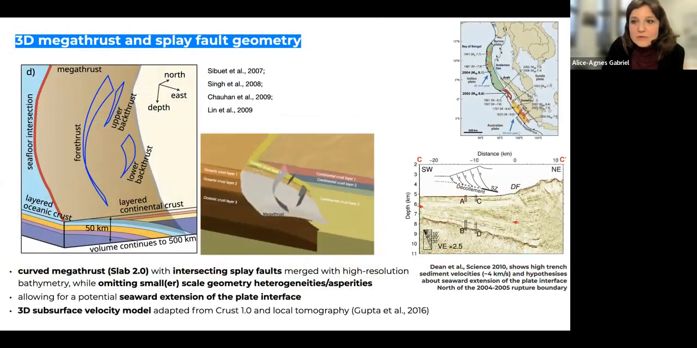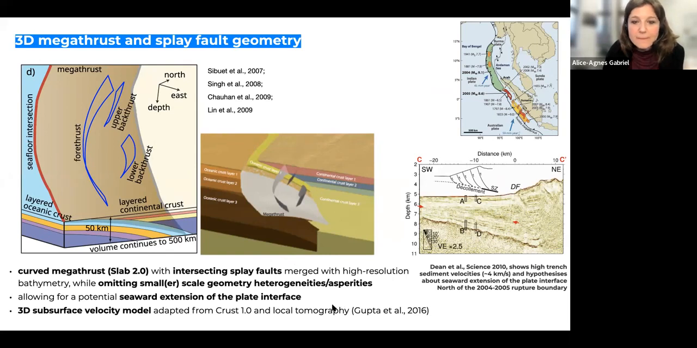And this motivates building a physics-based model and trying to see if we can identify which factors are actually most important to include or might be driving the dynamics of these large events. And what we're doing is we're including first, if you're thinking back to our flowchart, think first about the geology. And we've been constructing our model by including the curved megathrust based on Slab2.0 and intersecting splay faults merged with high resolution bathymetry. We do omit in this study smaller scale geometry or heterogeneities or asperities.